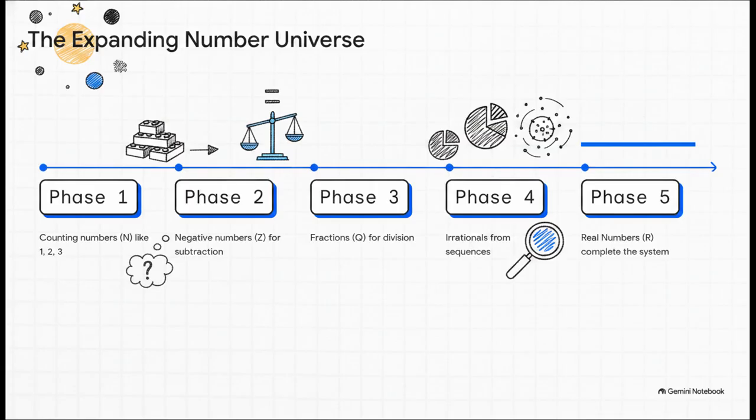But wait, how do you subtract 5 from 2? You can't. So we invented negative numbers, set Z. But then, how do you divide 1 by 2? You can't do that either. So we invented fractions, set Q. But what about solving a geometric problem like x squared equals 2? There is absolutely no fraction that works for that. So we used Cantor's sequences to invent irrationals, completely filling in the tiny gaps to create the perfectly solid real number line, set R. Cantor's sequences perfectly build this line without needing to draw a single picture.